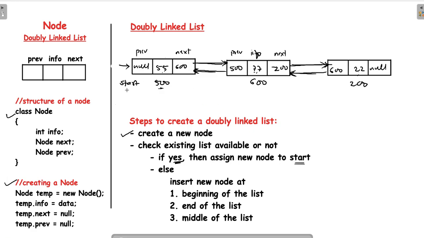And if you have an existing list, let's say this example having an existing list of three nodes, then you will have a choice: if you want to insert that node at the beginning of the list, or at the end of the list, or somewhere in the middle of the list. So we will be discussing all these three types in the next video.